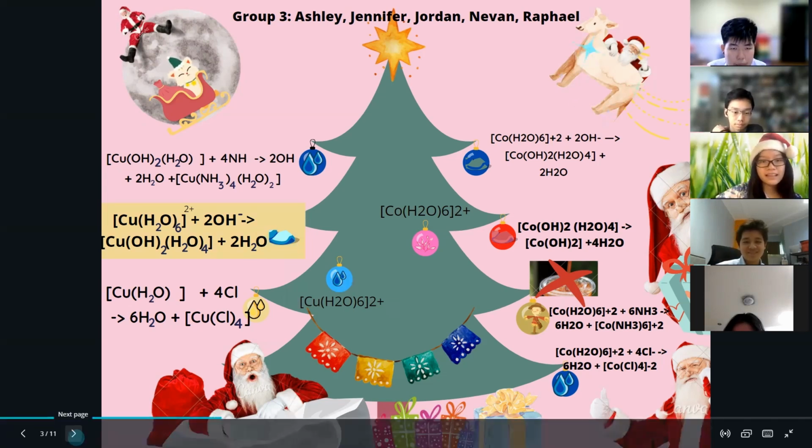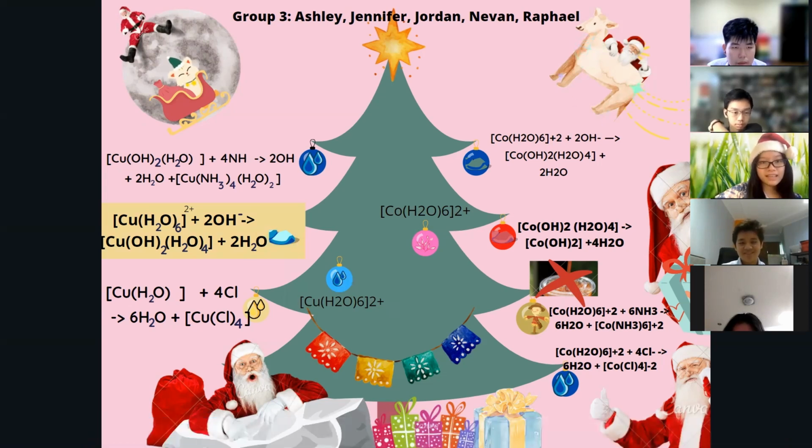Keep in mind that at the beginning of the reaction, the copper ion has a positive 2 charge, but at the end, the product formed will have a neutral or 0 charge, because hydroxide ions have a negative 1 charge, and 2 of them will balance out the copper ion's plus 2 charge.